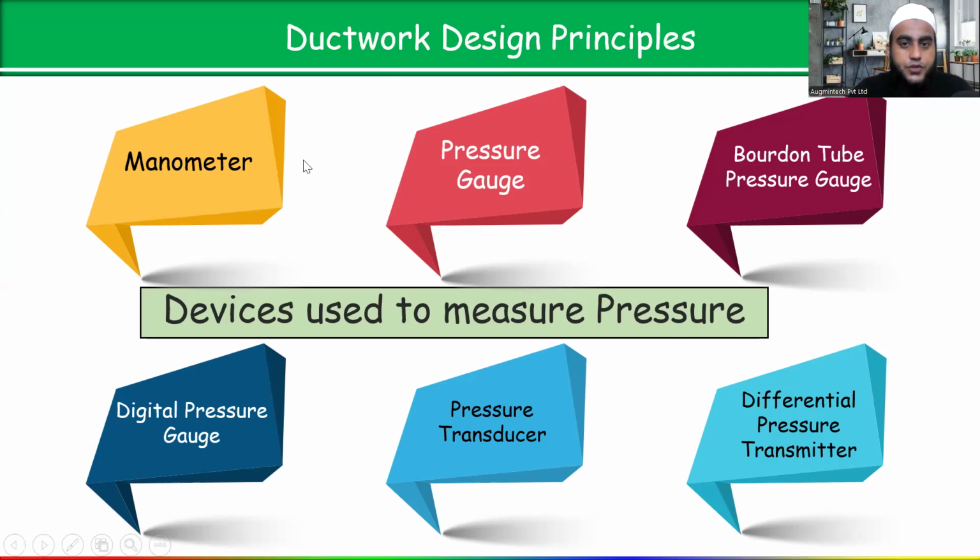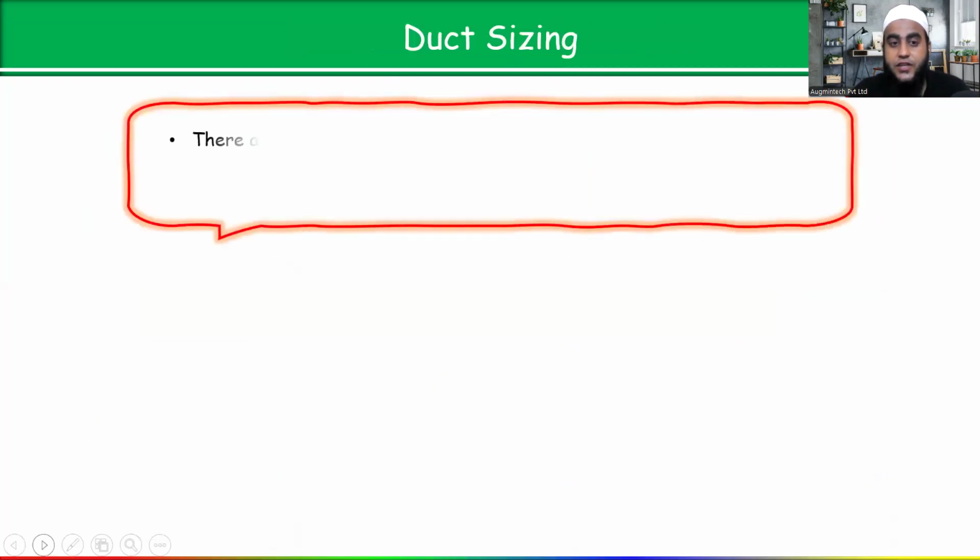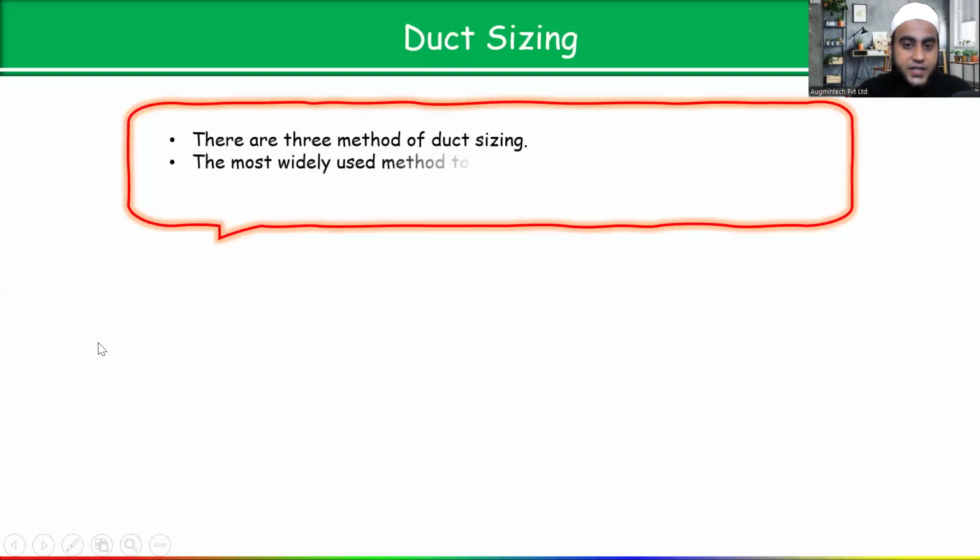All of you clear up to here? Tell me. So these are the basic things which I have discussed. Now from here we start the duct sizing methods. Generally for duct sizing or duct designing, there are three methods. The most widely used method to size ducting is the equal friction method. I will explain the reason also why we use the equal friction method in most conditions.